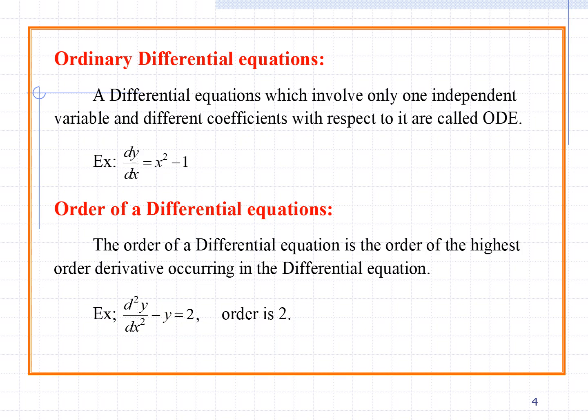Now we can see the order of a differential equation. The order of a differential equation is the order of the highest order derivative occurring in the differential equation. Now we can see this equation, d square y by dx square minus y equal to 2. What is the order? 2 is the order.